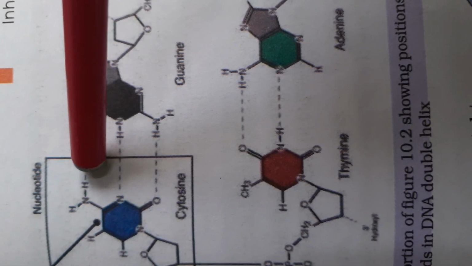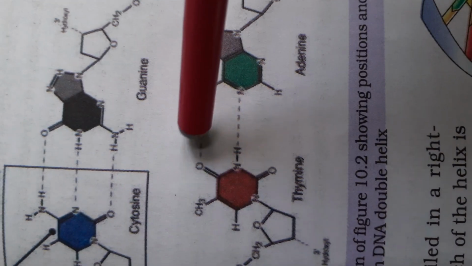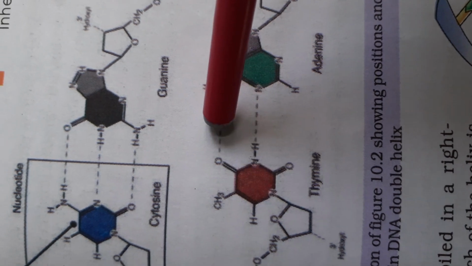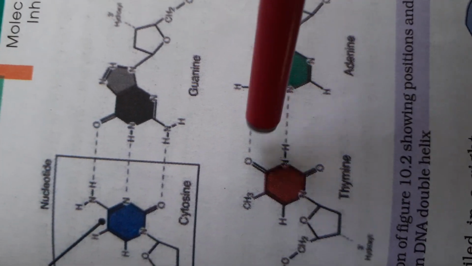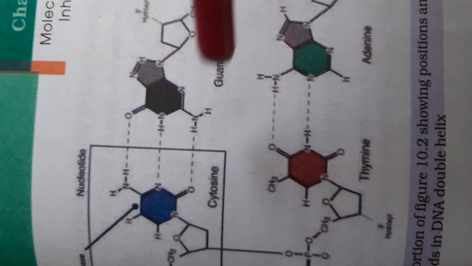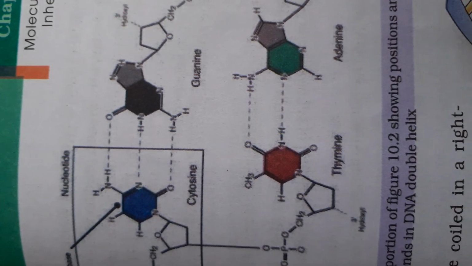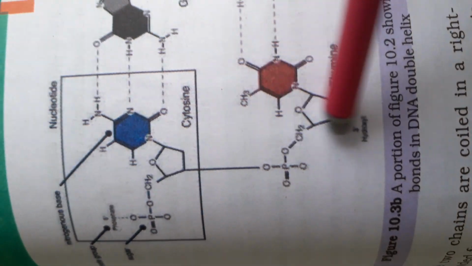How many hydrogen bonds are there between cytosine and guanine? Can you count? 1, 2, 3. So 3 hydrogen bonds are present between cytosine and guanine. How many hydrogen bonds are present between thymine and adenine? 1, 2. So 2 dashed lines are there, dotted lines. So you can say that adenine and thymine always have 2 hydrogen bonds, cytosine and guanine have 3 hydrogen bonds. See here, this is one strand, this is the other strand. So these are the 2 strands.